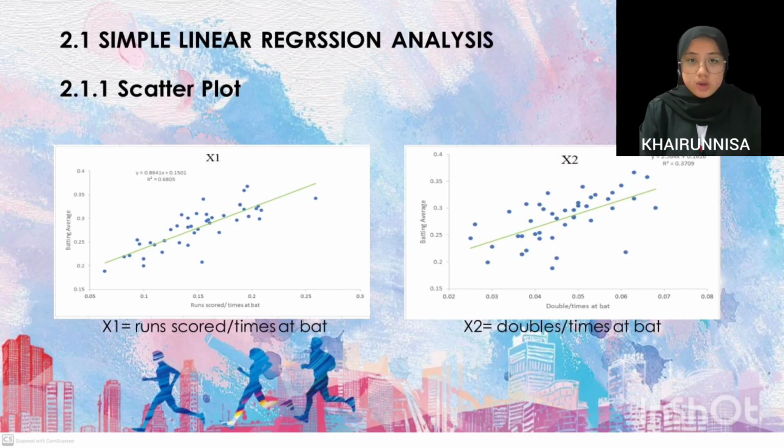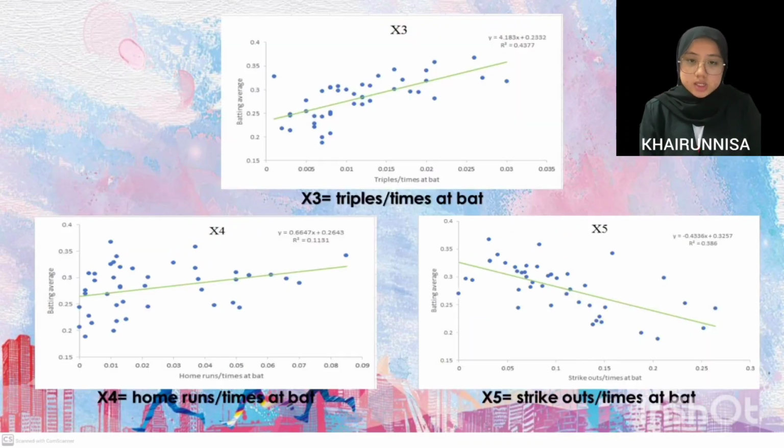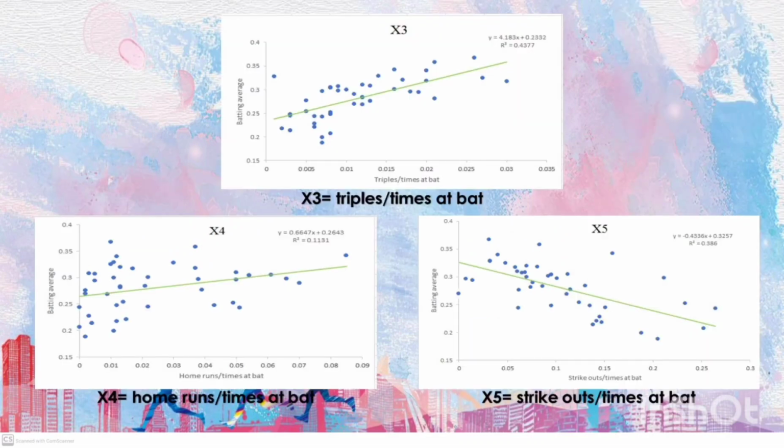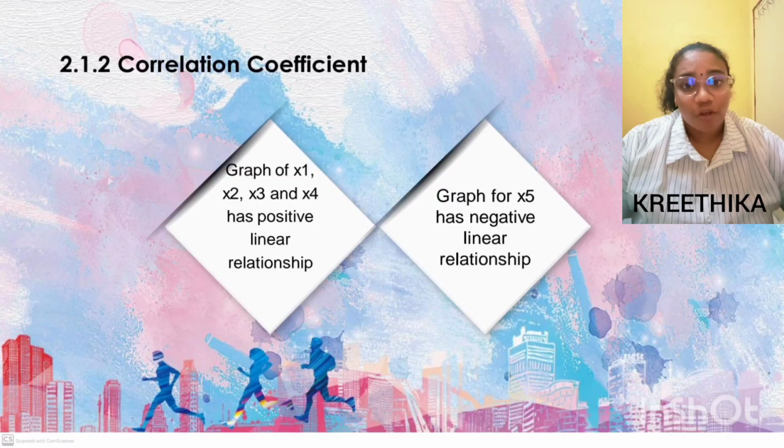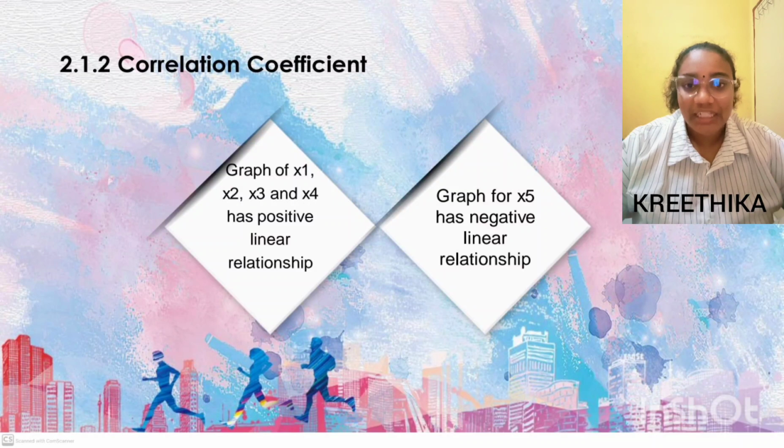First of all, we have the scatter plot. With the scatter plot, we must search for the relationship between two variables, which are the dependent variable y and the independent variable x. I'm going to present the correlation coefficient of simple linear regression. Based on the graph, x1, x2, x3, and x4 have a strong positive linear relationship, while x5 has a strong negative linear relationship. It means that for positive linear, the variation in the dependent variable y is accounted for by the variation in the independent variable x. Whereas for the negative linear, it means that the two variables tend to move in opposite directions.